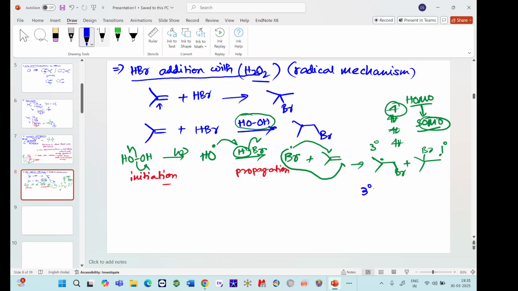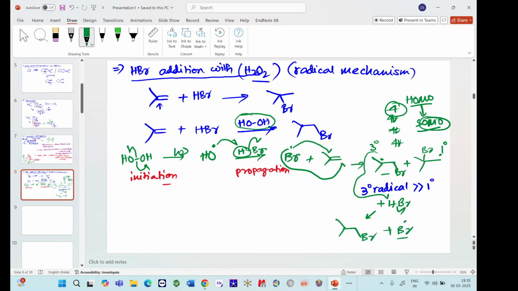So 3-degree radical is much more stable than 1-degree radical. So this will be the major case. So now what we know, this radical is the major, and you will have also HBr present. This radical will again abstract a proton and generate one more Br radical. So what you will have is this compound plus Br radical.